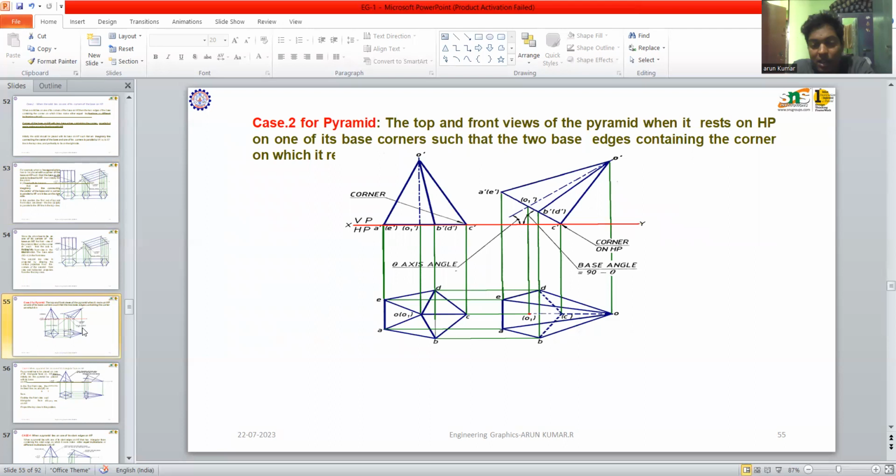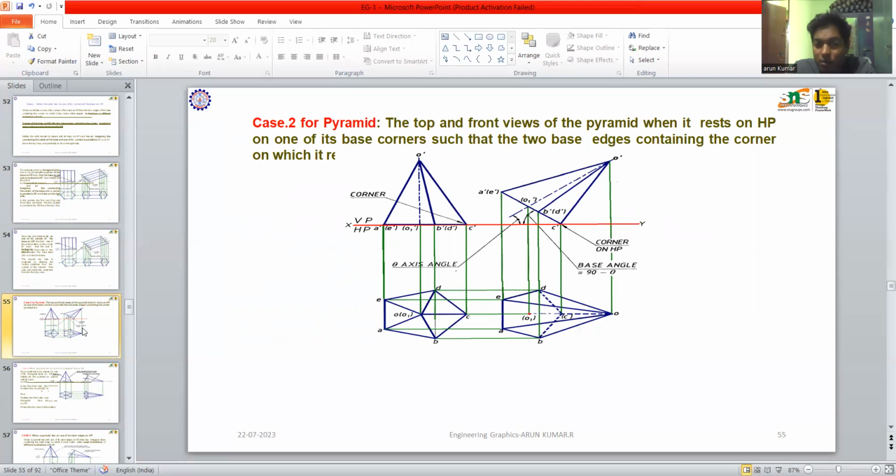Here I have to take the pentagonal pyramid. Similarly, what is the condition here? The base corner on HP. So according to these conditions, I have to draw the top and front view. The solid name is pentagonal pyramid, so the pentagon has five corners, and any one of the corners is on the HP.